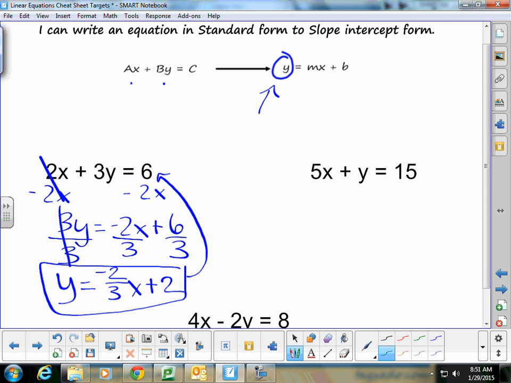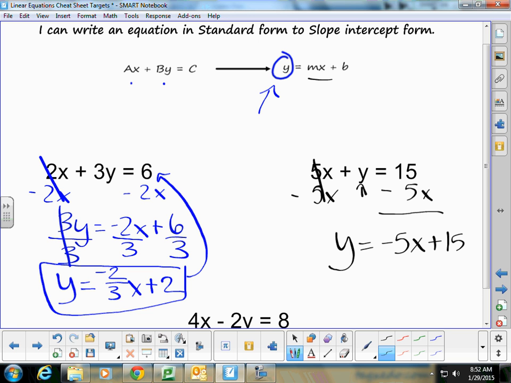Over here, this one's nice and easy because y is already alone. So I only have one step. Subtract 5x from both sides. A whole bunch of you might write 10x. You can't do 10x because they are not like terms. Some of you are going to write 15 minus 5x. No, x comes first. So it's y equals negative 5x plus 15. If you needed to do this to show that you have to subtract from that, go right ahead.